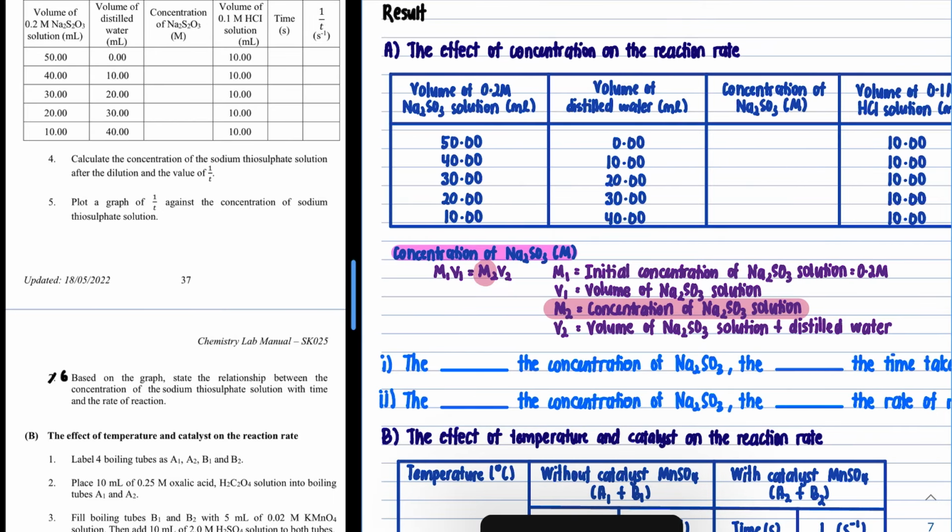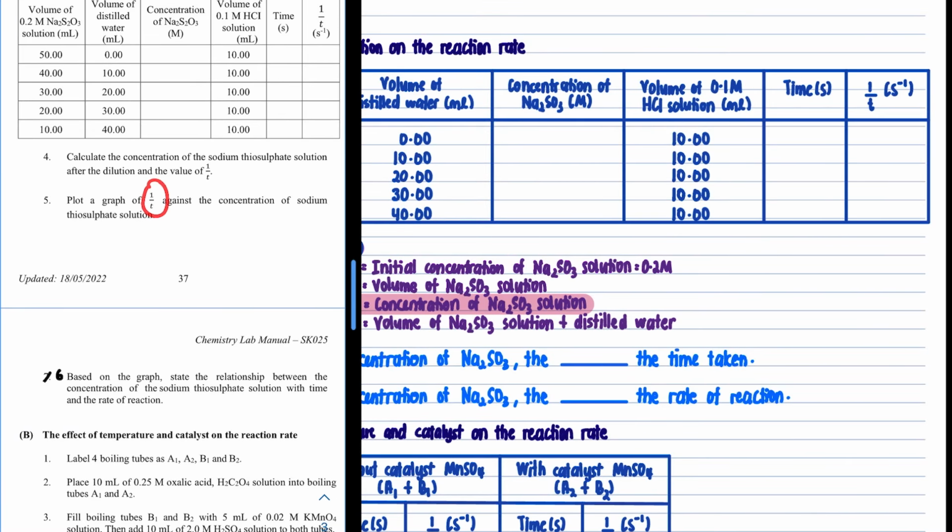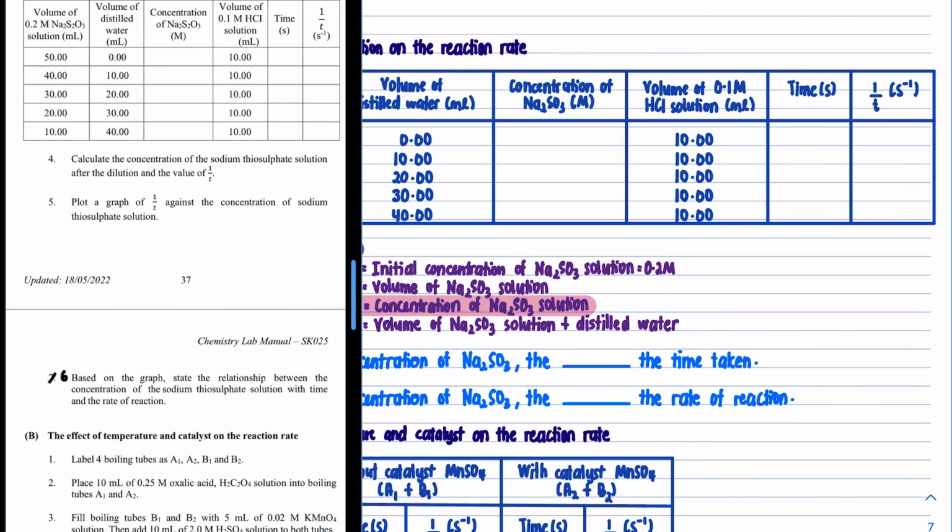So we have calculated the value of concentration here, concentration of Na2SO3 in molar, and I hope you have calculated the value of 1 over T here. For number 5, we can see that we plot a graph of 1 over T against the concentration of sodium thiosulfate solution. So 1 over T will be your y-axis. The concentration of sodium thiosulfate solution will be the x-axis. You take the values from this concentration and this 1 over T; this will be your y and this one will be your x-axis.